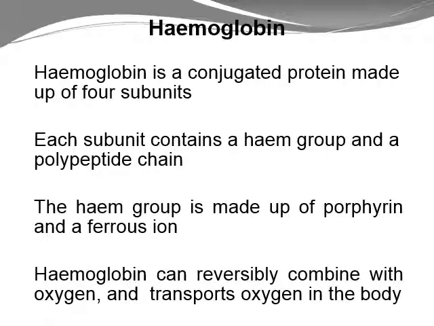First one, hemoglobin. It's a type of porphyrin in a conjugated protein, which is defined as a conjugated protein made up of 4 subunits. Each of these subunits has a heme group and a polypeptide chain. The heme group of the hemoglobin is basically made up of the porphyrin and the ferrous iron. Hemoglobin has the ability to bind with oxygen reversibly and therefore allows it to transport oxygen in the body.